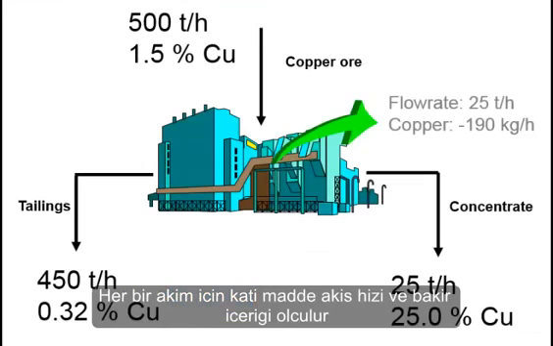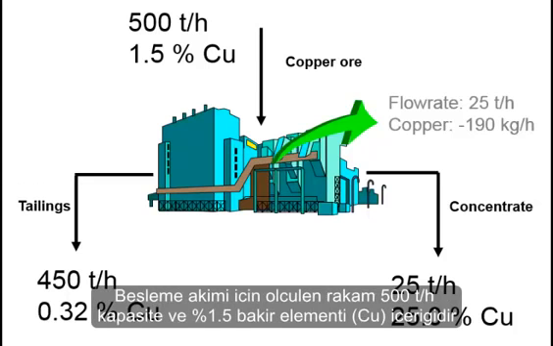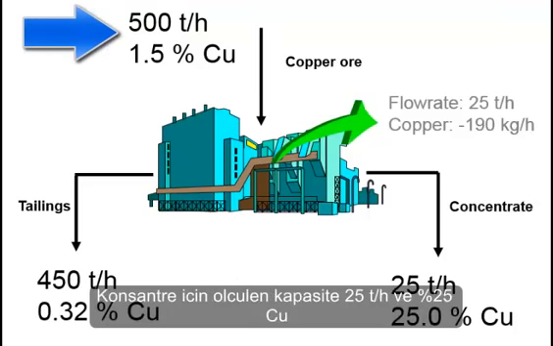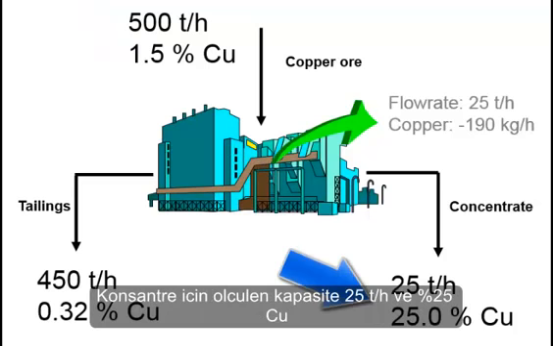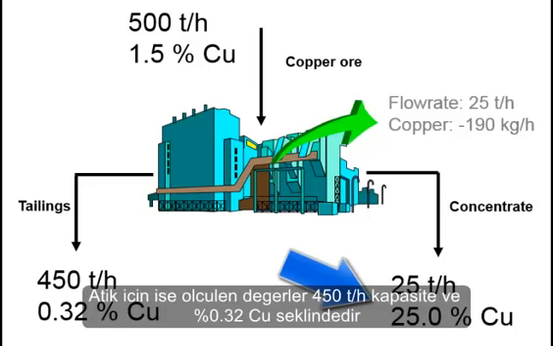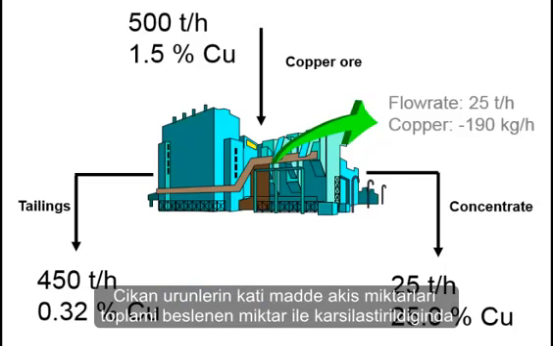The solid mass flow rate and the copper content are measured for each stream. For the feed, 500 tons per hour is measured and the copper content is 1.5%. For the concentrate, 25 tons per hour and the copper content is 25%. For the tailings, 450 tons per hour and the copper content is 0.32%.